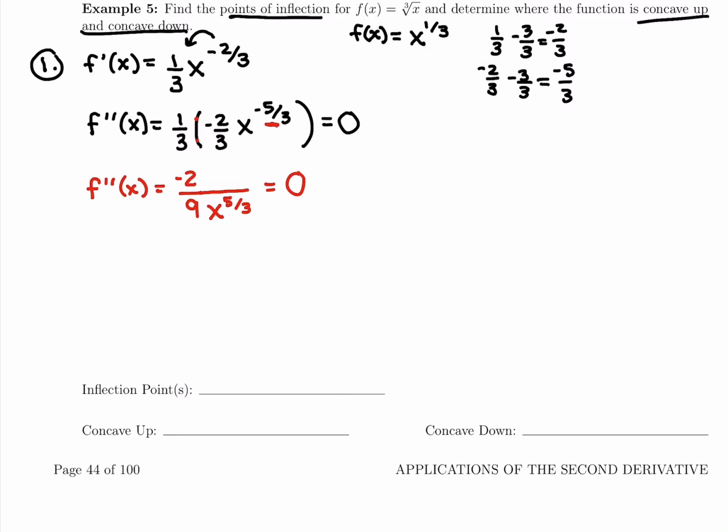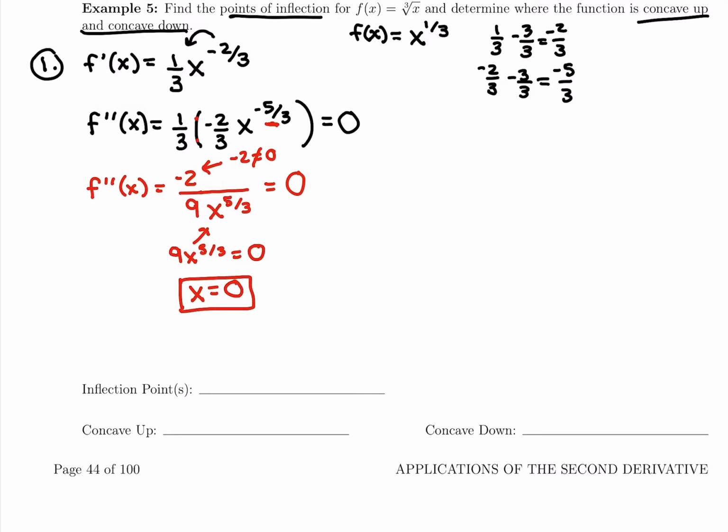So this is our fraction method. A fraction will give us 0 or undefined if either the top is 0 or the bottom is 0. So can anything make the top 0? No. Negative 2 is not going to ever be 0. In the bottom, 9 times something has to be 0. And you could divide by 9 and try to solve for this, or you can think about it. 9 times something is 0. What's that something? It must be 0.